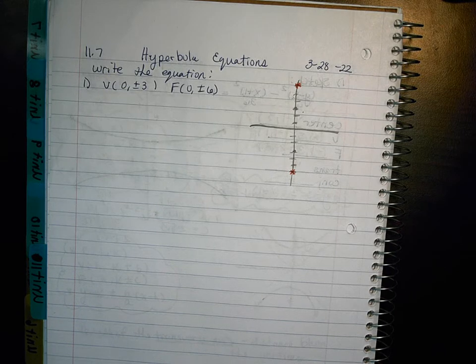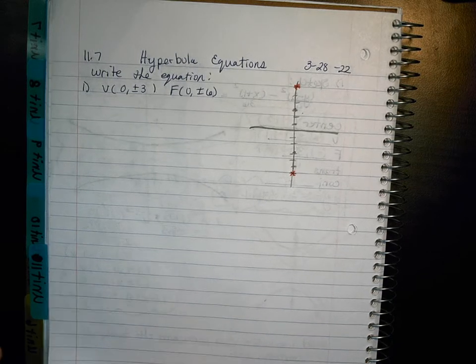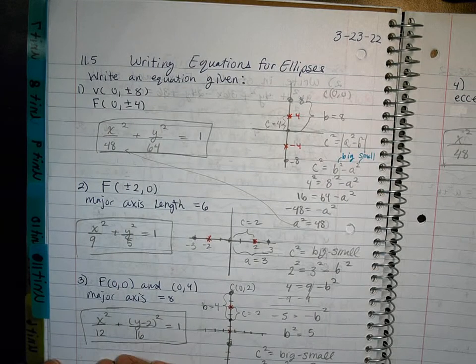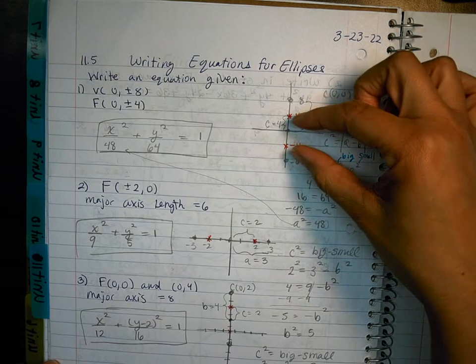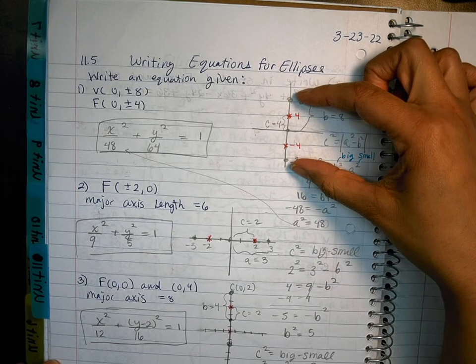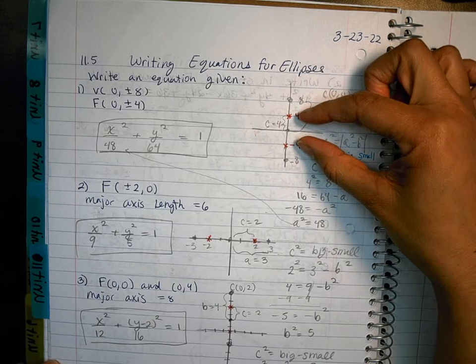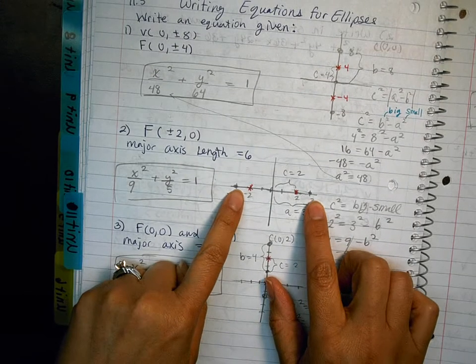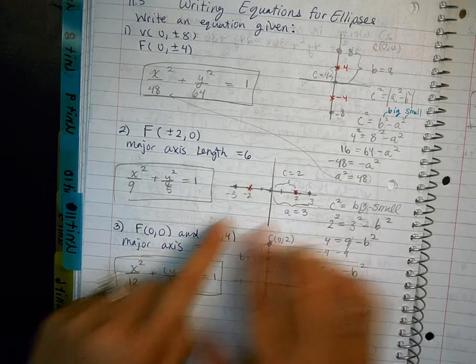How do you know on the test? Right now we know they're hyperbolas. On the test, how do you know? Because it won't tell you that this is a hyperbola. On an ellipse, remember that the foci are always inside of the vertices. Do you guys remember that? There's the vertices, there's the foci.